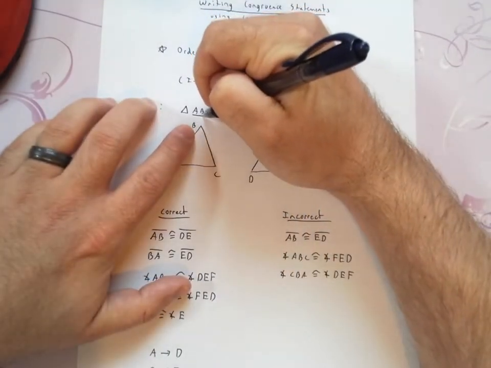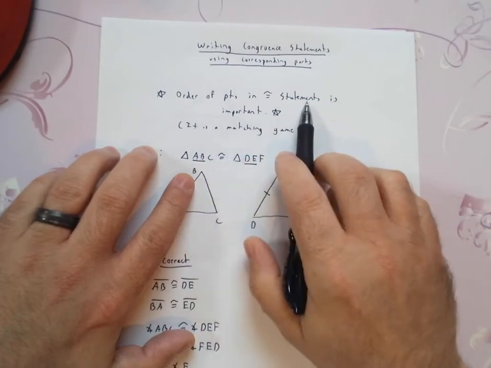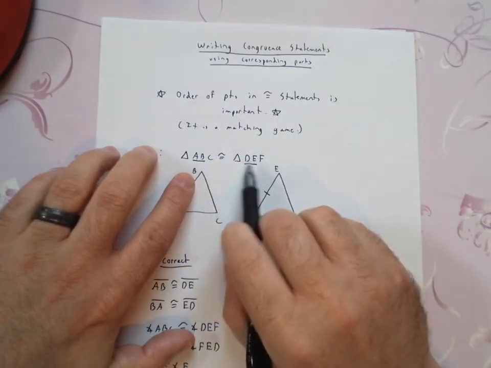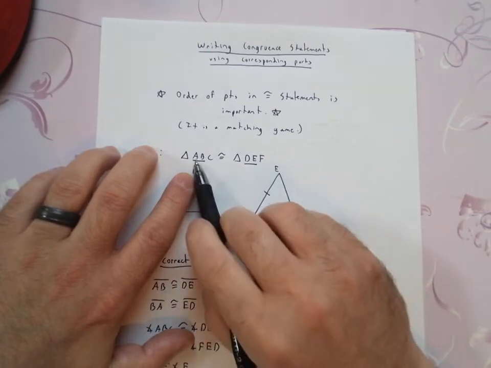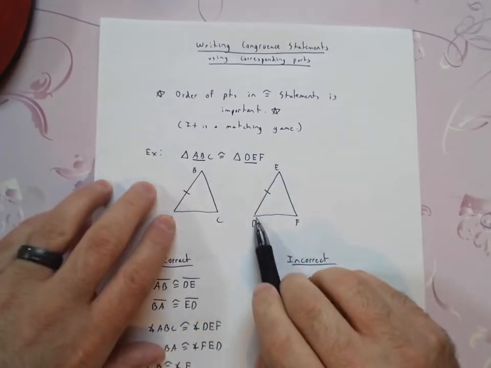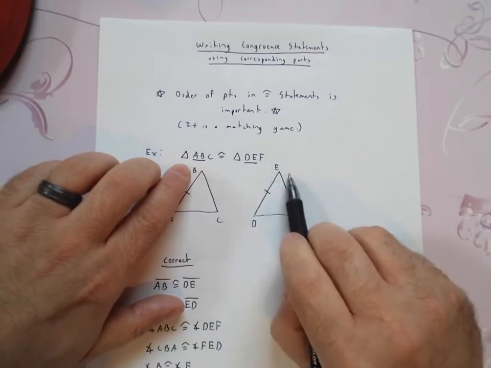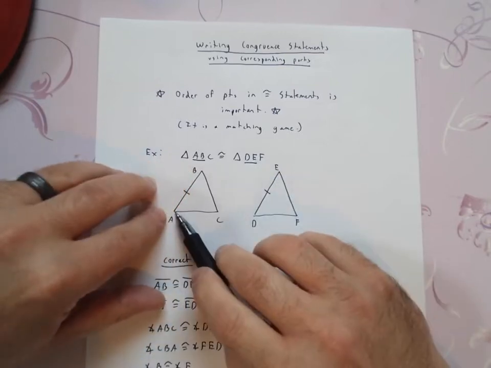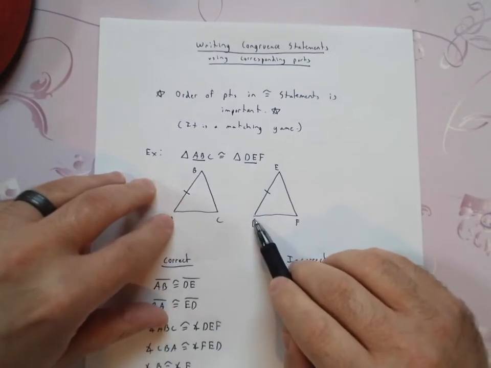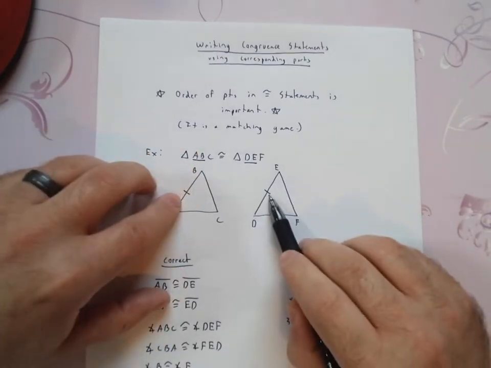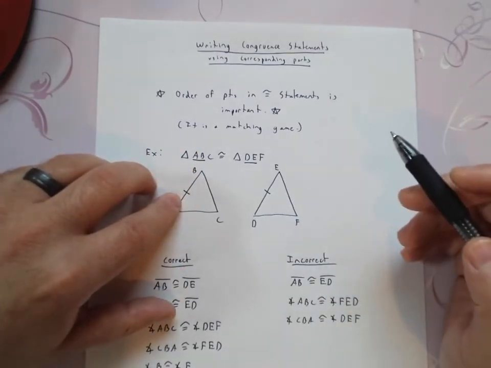Look up here. A and B and D and E. I told you that the order of the points is important. Well, in this congruent statement, it is telling you who goes with who. They write them in an order so that you know that A and D have to go together, B and E have to go together. So if I put those two pieces of information together, A, B, and D, E, because A and D go together, B and E go together, that means this side has to go together. It's a matching game. Okay?